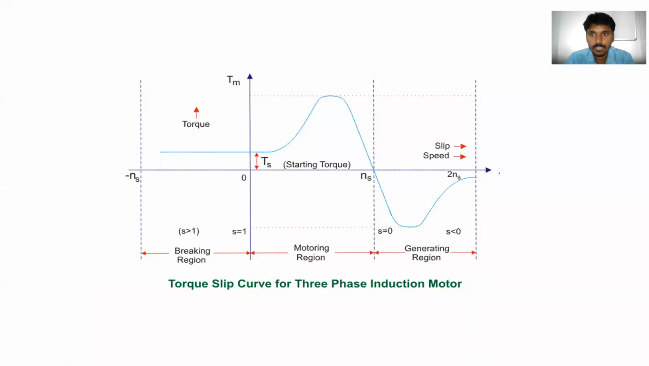On the x-axis we have taken the synchronous speed ns, either synchronous speed in rotations per second or synchronous speed in radians per second. Clear? So this is the zero.